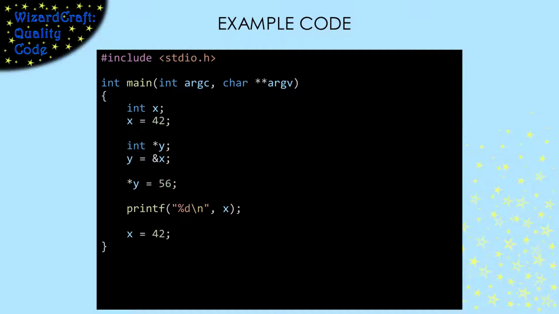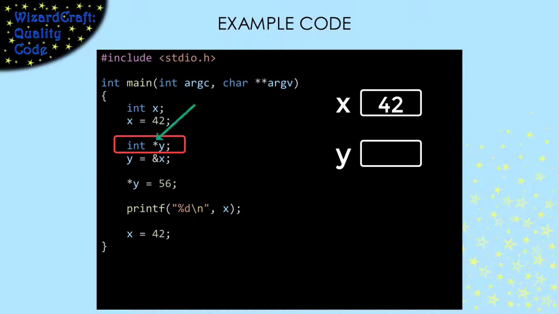For our first example, I just want to show you what a pointer looks like in memory. This code starts out by declaring an integer variable x and gives it the value 42. The next declaration declares a variable named y. Because there is an asterisk before the y, it is declaring y to be a pointer to an integer.